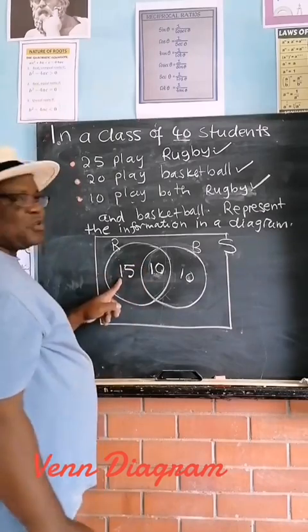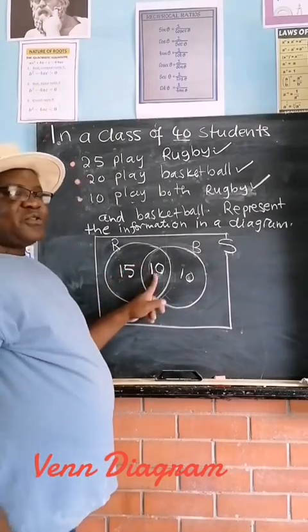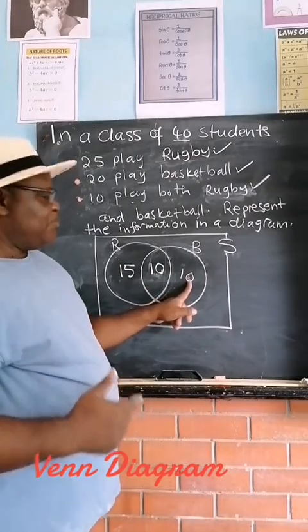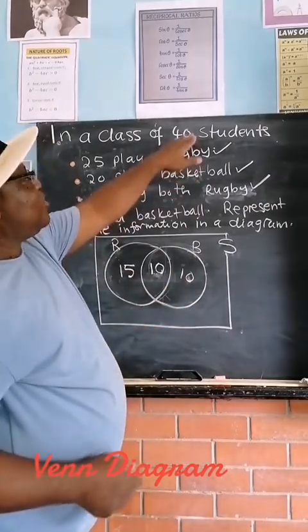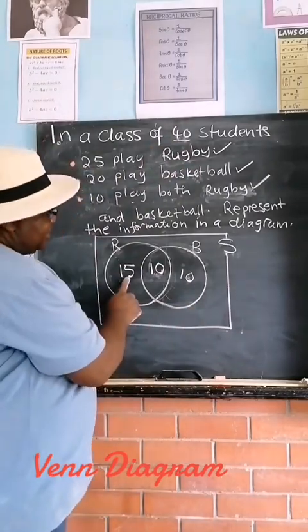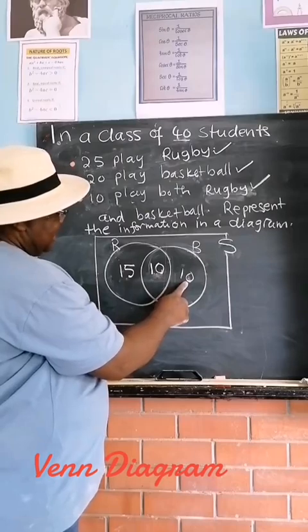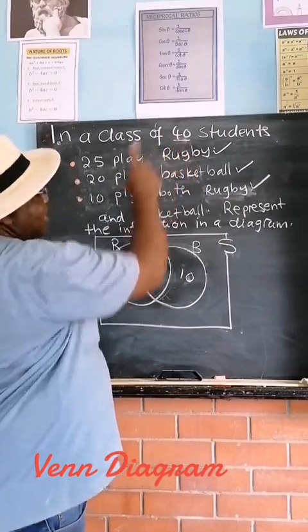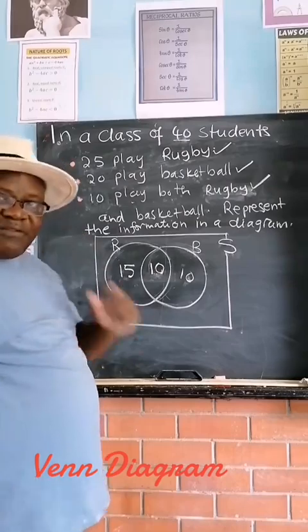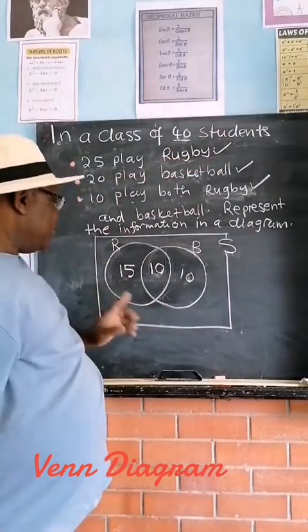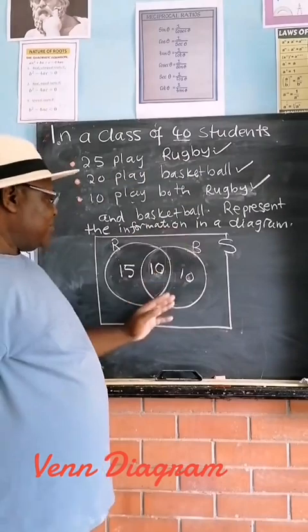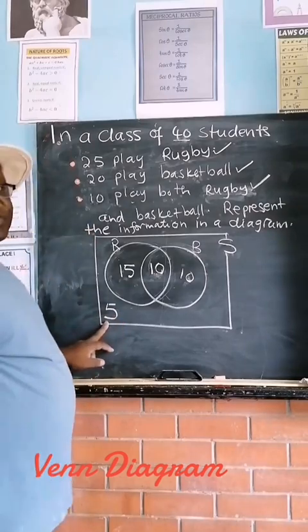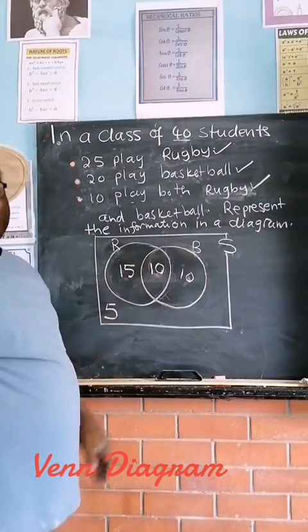So 15 is for those who play rugby only, 10 is for those who play both rugby and basketball, 10 play basketball only. But let's check, our total should be 40. Now, 15 plus 10 plus 10 is 35. So I have a shortfall of 5. What that means is, there are 5 learners, students, who don't play either rugby or basketball. They are outside the circles somewhere. So I'll write 5 here to represent those that do not take part in any of those sports.